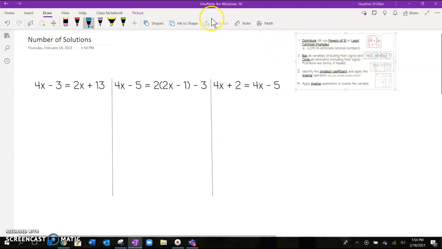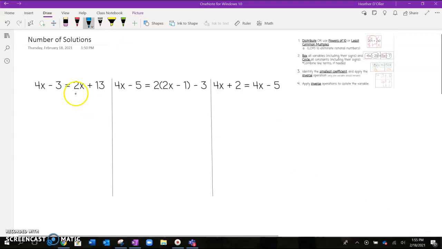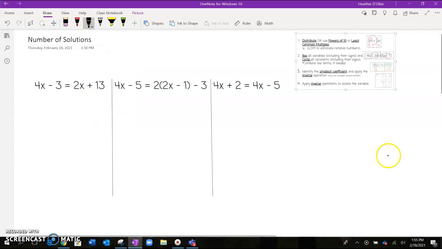So first, I should always start with distribution if I have it, get rid of fractions, decimals, whatever. I don't have any, so I'm just going to start by putting my line through the equal sign. And now my second step says box all variables, including their signs, and circle all constants. Combine like terms if needed.